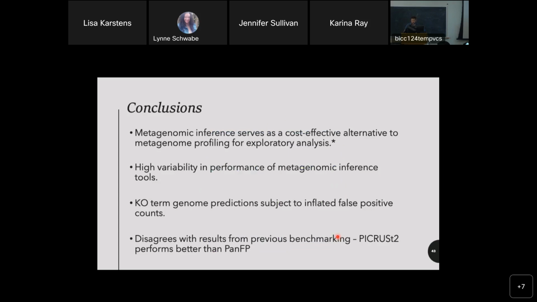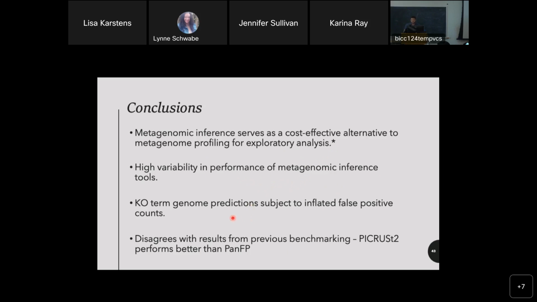So we definitely can draw some conclusions from this investigation. The first being that metagenomic inference does serve as a cost-effective alternative to metagenome profiling for exploratory analyses in the pediatric gut microbiome. And there's an asterisk here because, as I mentioned before, results from exploratory analysis based on metagenomic inference do need to be validated using other methods before conclusions can be drawn. Additionally, we observed high variability in the performance of metagenomic inference tools. Specifically, results from performance analysis varied depending on the data set being analyzed, as well as the genome annotation type used and the metric being compared.